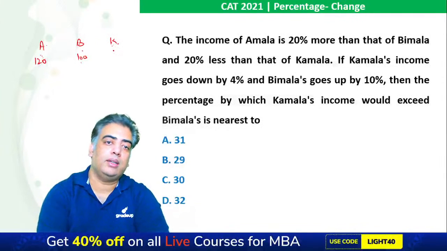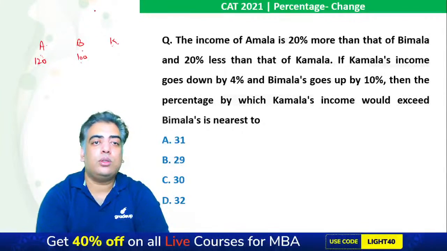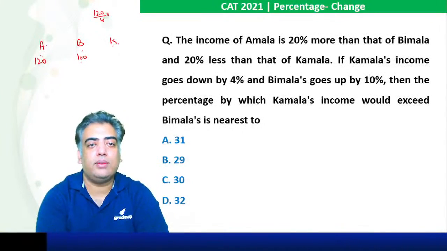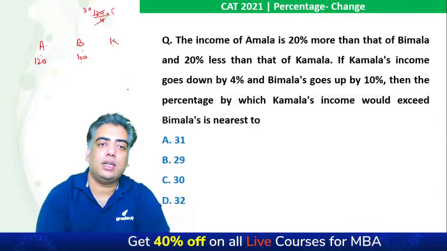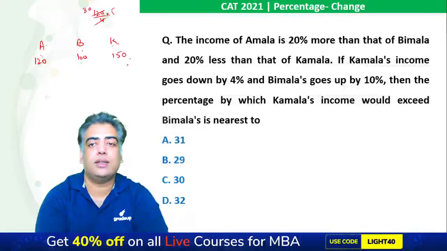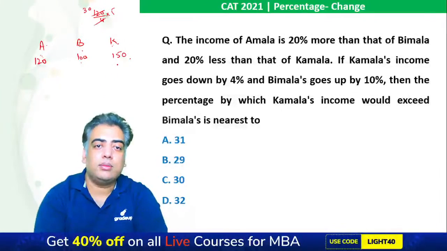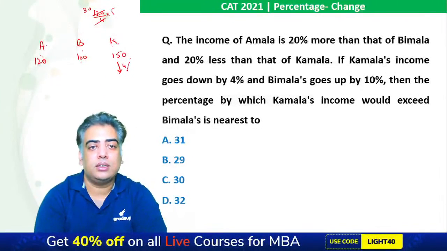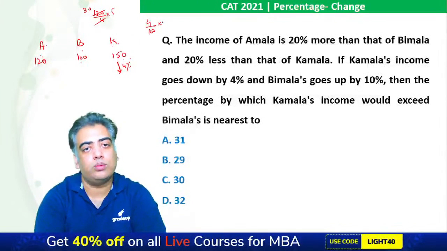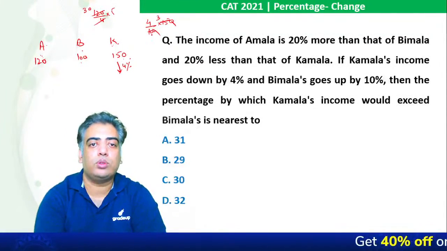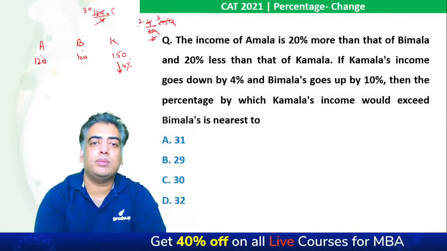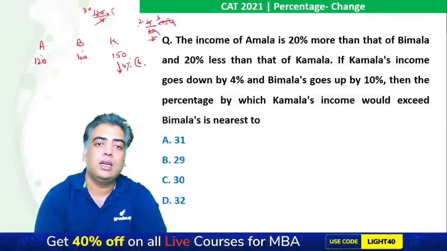Please keep that in mind, right? So we need to calculate 120 upon 0.8, which is 4 by 5. So 4 3s are 12, makes it 30. K comes out to be 150. If K's income goes down by 4%, so 4% of 150 is 4 upon 100 into 150. 0 get cancelled out, 5 3s are 15, 5 2s are 10, 2 2s are 4, becomes 6. If it goes down by 6, it will be 144.